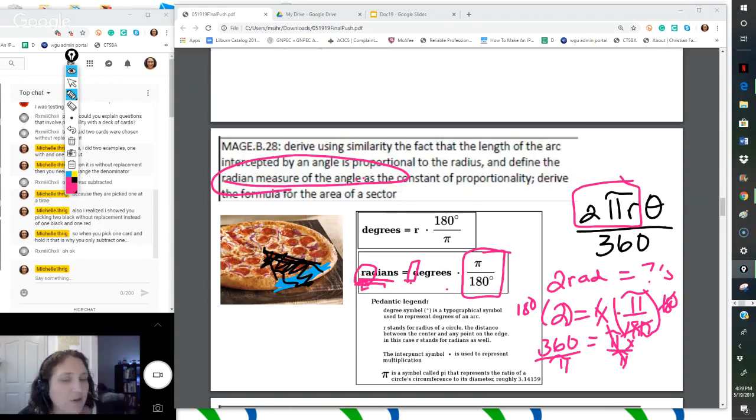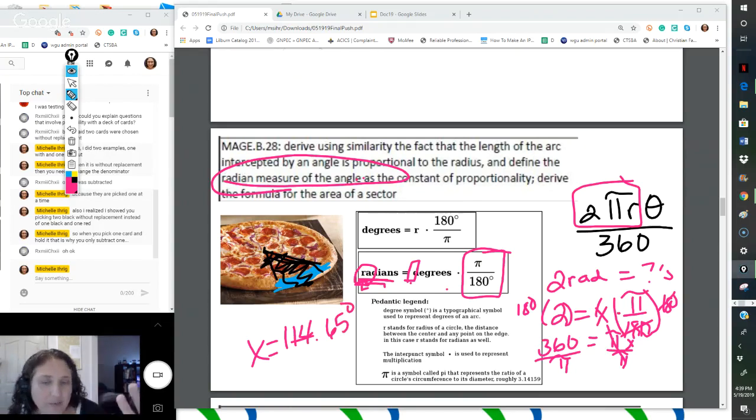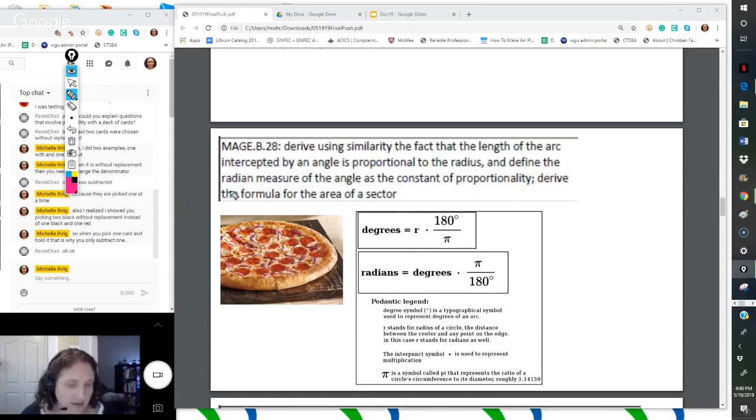Hey, Google, what's 360 divided by 3.14? The answer is approximately 114.65. There you go. So that would be how many degrees it would be. I don't know if you're going to see anything like that, but if you do, that's what it is. Don't stress if you get it wrong. You've got lots of cushion. All right, next.